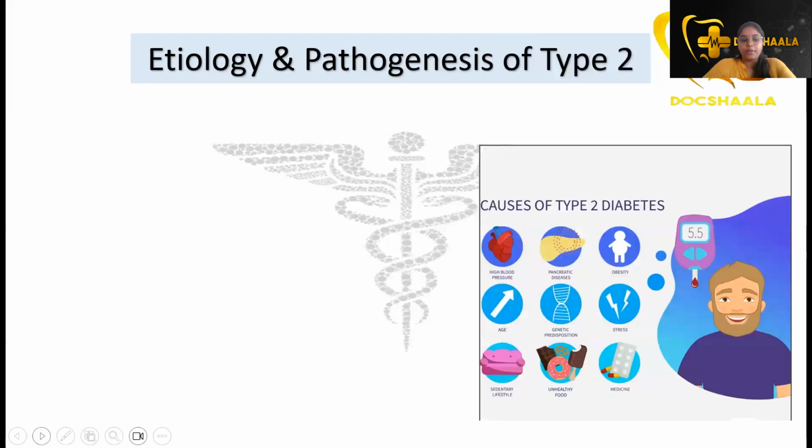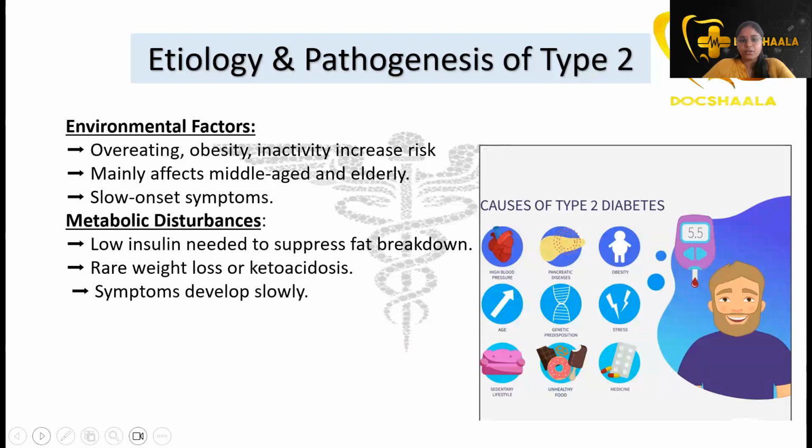Okay. Then coming to the causes of type 2 diabetes, the environmental factors include overeating, obesity, and inactivity as the risk, mainly affecting middle aged people and the elderly. Type 1 is seen in young people, but type 2 is mostly prevalent in middle aged and elderly, and onset of symptoms is rather slow.